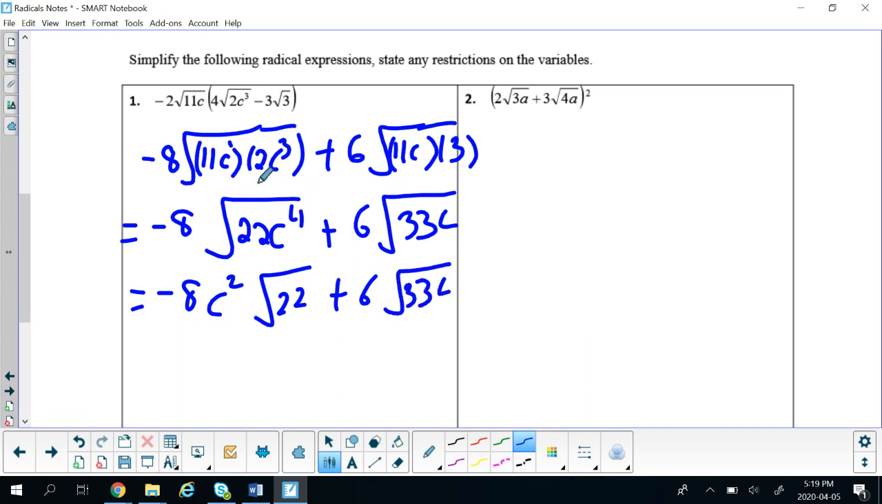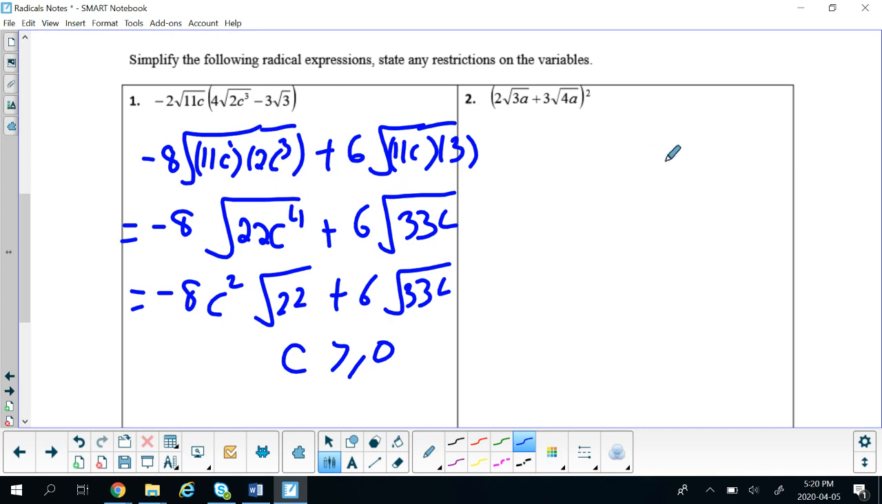Here we have to apply the restriction on our variable. Our variable is c, so our restriction is c greater than or equal to 0. The reason is that our index is even, and the exponent of c is odd. If the exponent of a variable is odd and our index is even, then our restriction will be c greater than or equal to 0, because we cannot use a negative value of c. If we put a negative value of c here, we cannot find the square root of a negative number.